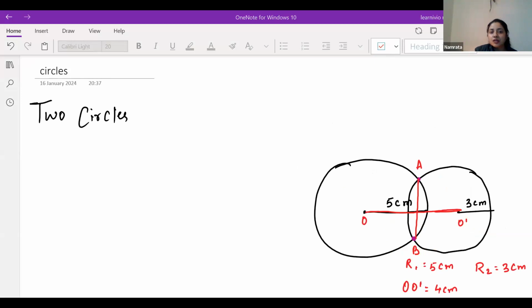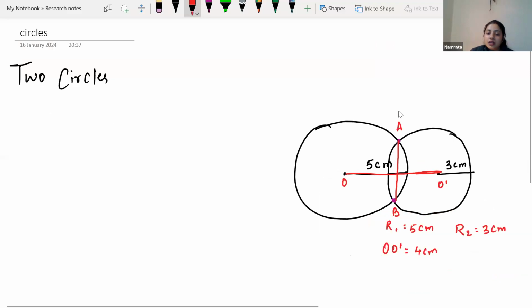Yes, Ifra, we are doing one question from the circle chapter only. So here the question says there are two circles. The radius of the first circle is 5 centimeter. The radius of the second circle is 3 centimeter. The first circle and the second circle are intersecting each other at 2 points, the way I have drawn the circle, and the distance between both the centers is given as 4 centimeter, as I have written on the screen that OO dash is 4 centimeter. We have to find the length of the common chord AB.